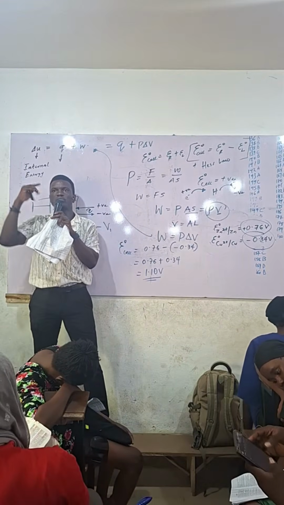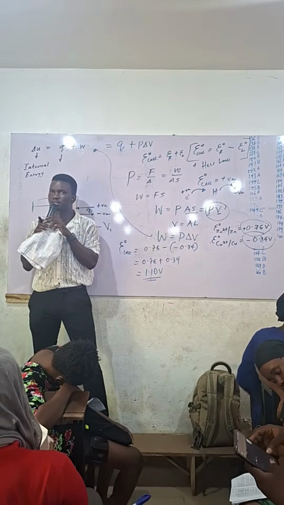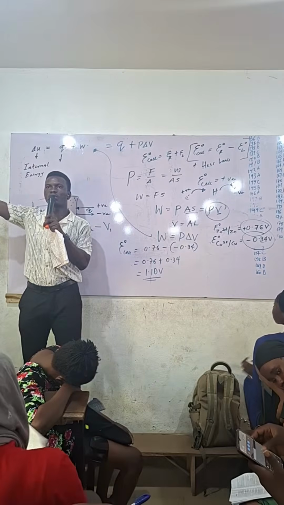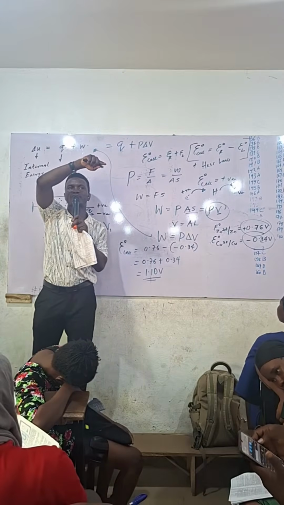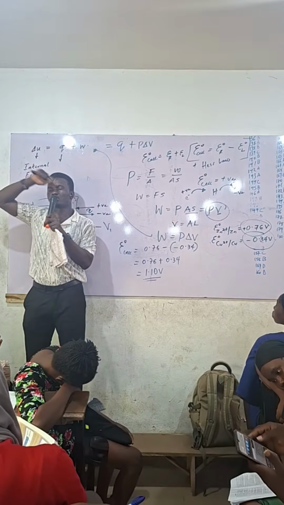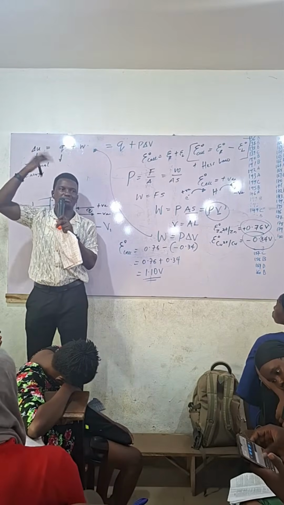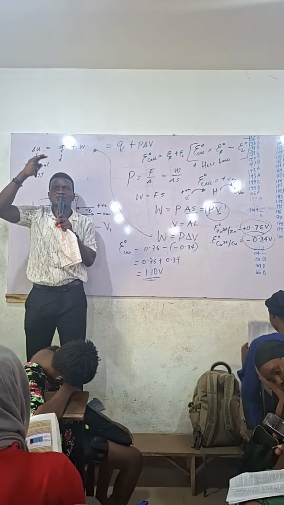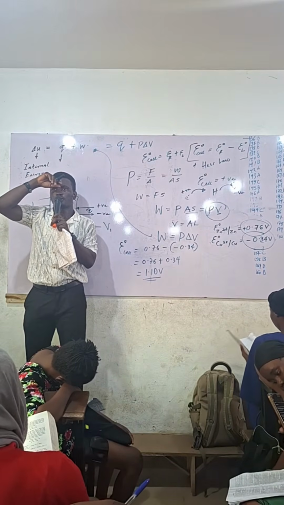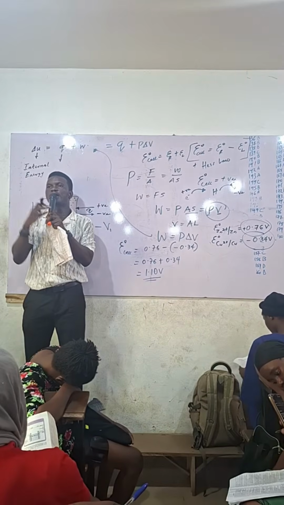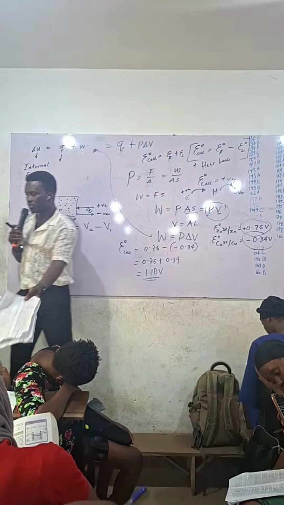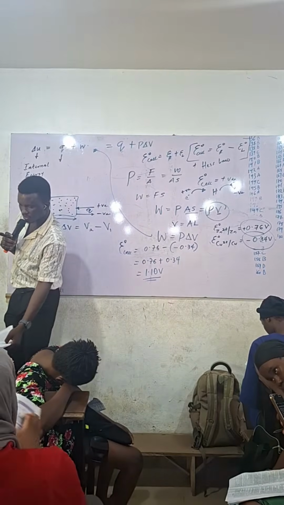But for me, if I'm to reason it, copper is 0.34, zinc is 0.76, and my final EMF of the cell is 1.10. What does that mean? That means the two values have been added. Have you seen it? Give me the textbook, let me quickly check.